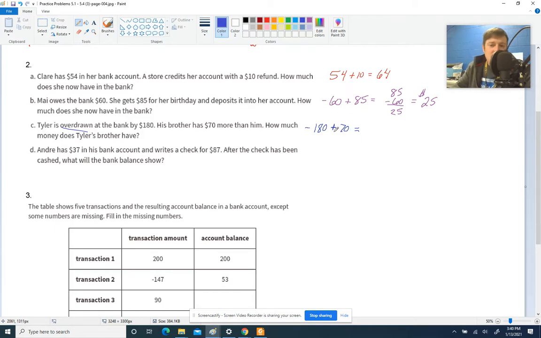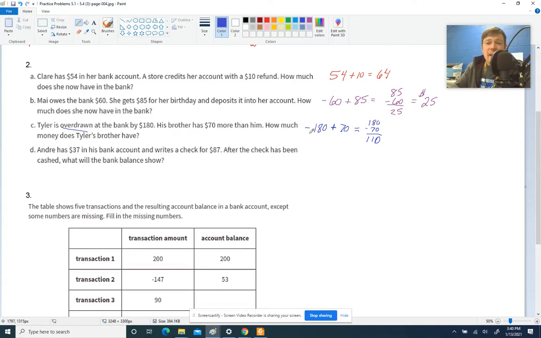And I know it says plus and you want to add and get 250, but that's wrong. The signs are different. You're in the negatives. You're going to go up 70. So you really need to find out what their difference is to find out where he lands with the amount of money. So whenever we subtract these two numbers, you get 110. So how much money does Tyler's brother have?